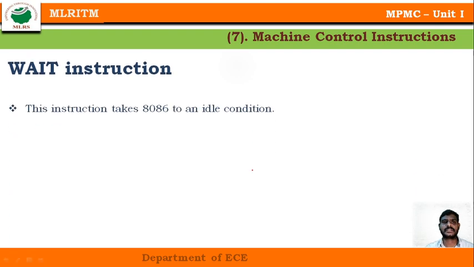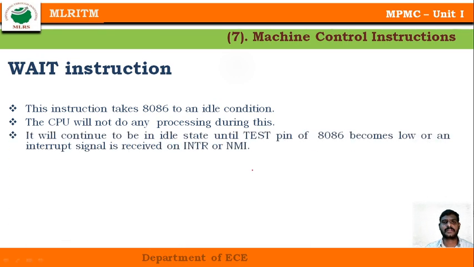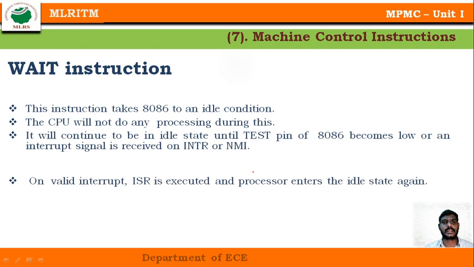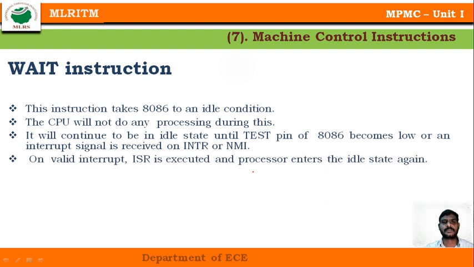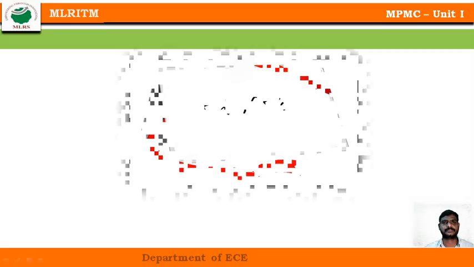So the wait instruction also puts the 8086 in an idle condition. The CPU will not do any processing during this, and it continues in the idle state until the TEST pin of the 8086 becomes low, or an interrupt signal is received on the INTR or NMI pin. On a valid interrupt, the ISR is executed and the processor enters the idle state again.